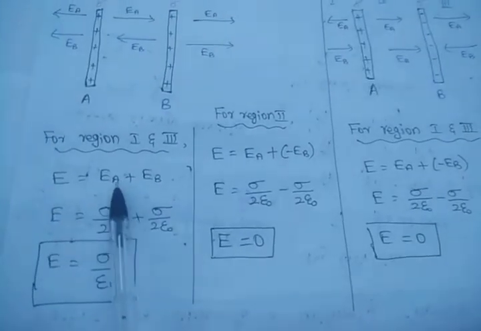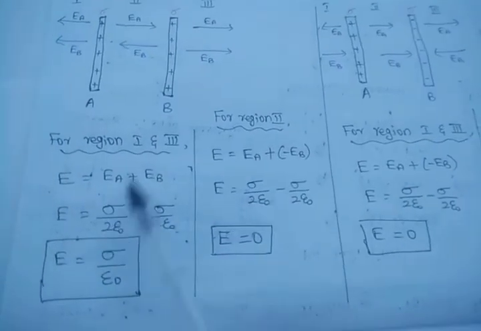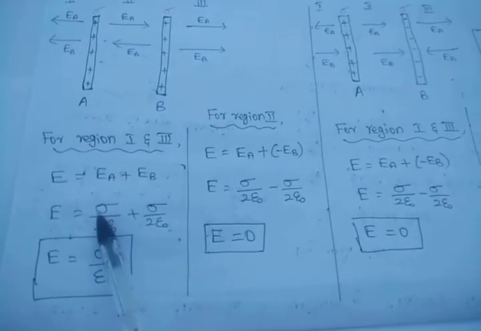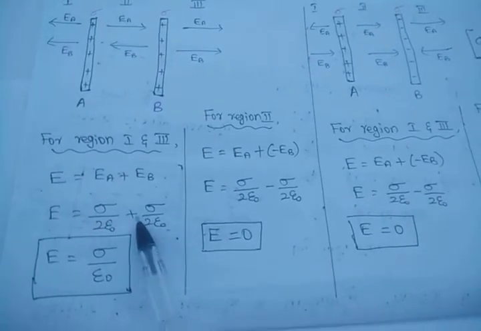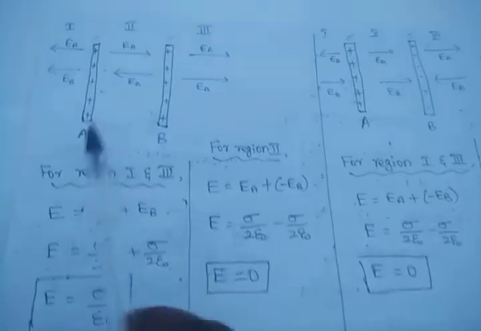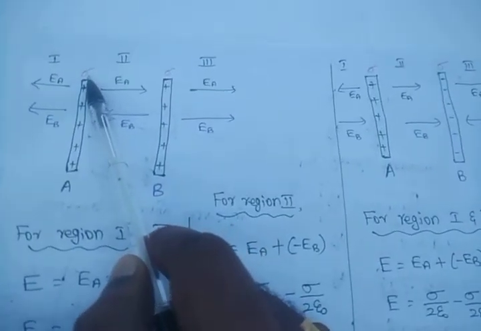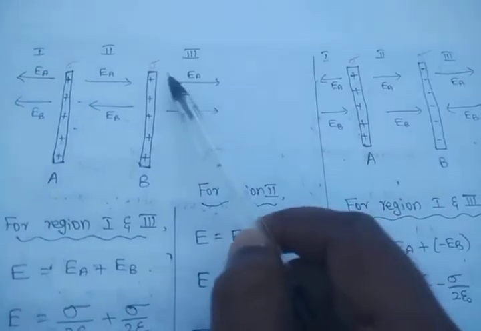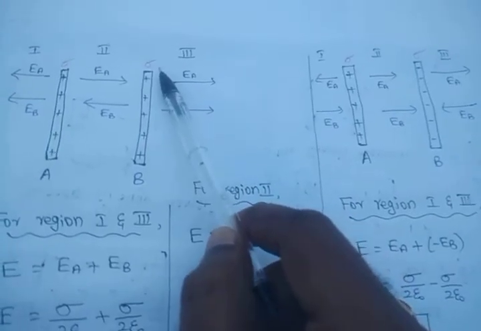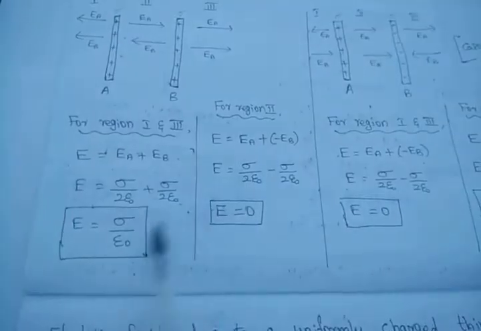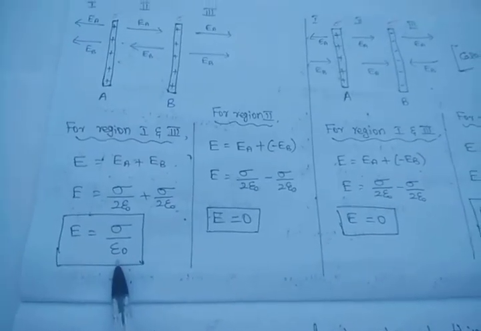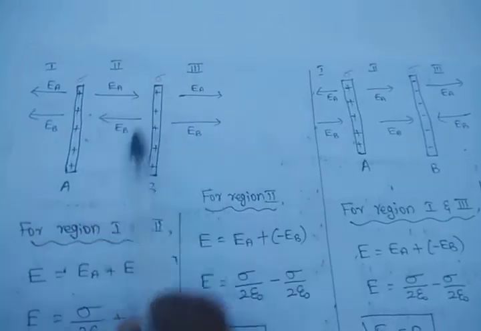So what is the electric field due to the plane sheet? In the previous question we saw that it is sigma by 2 epsilon naught plus sigma by 2 epsilon naught. For plane sheet A the surface charge density is sigma, and for plane sheet B the surface charge density is also the same sigma. Hence we can add these two, half plus half, so E is equal to sigma by epsilon naught. But it is not true in the second region.